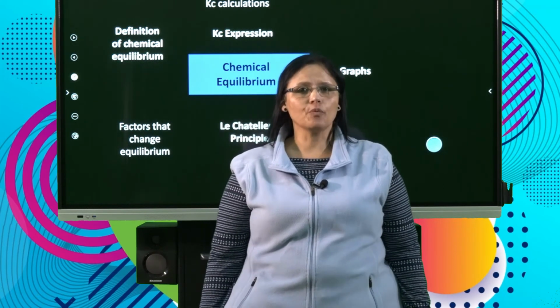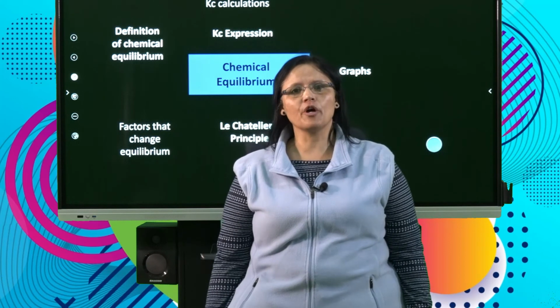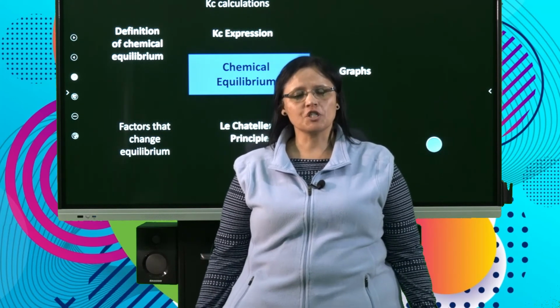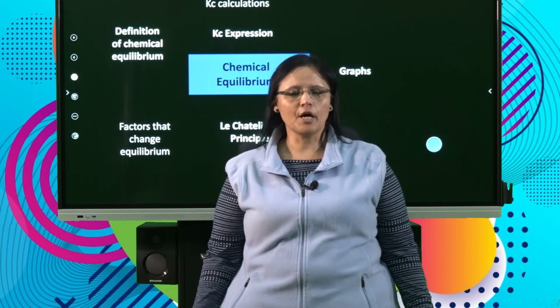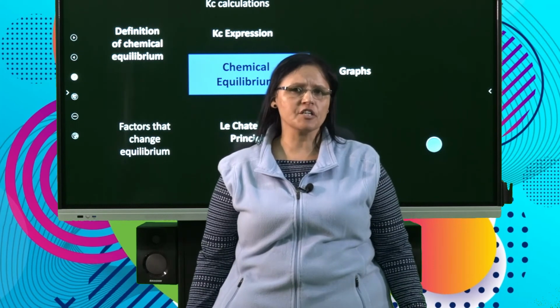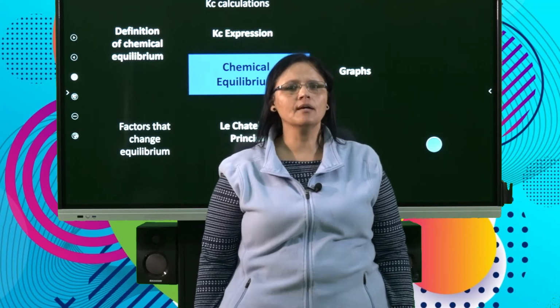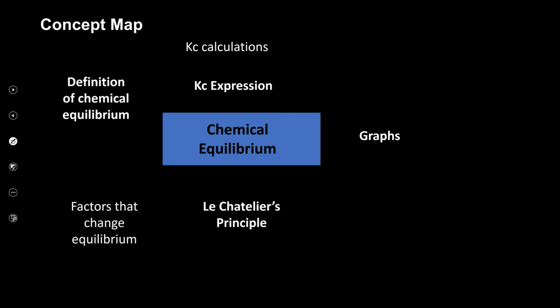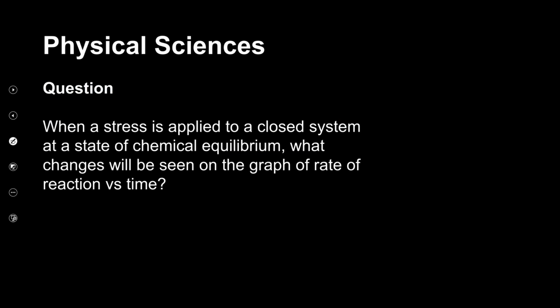We're going to go on with graphs, but this time we're going to look at the rate of the reaction graphs for Le Chatelier versus time. In our previous session, we looked at the concentration versus time. We will now look at the rate versus time. When a stress is applied to a closed system at a state of chemical equilibrium, what changes will be seen on the graph of the rate of reaction versus time?